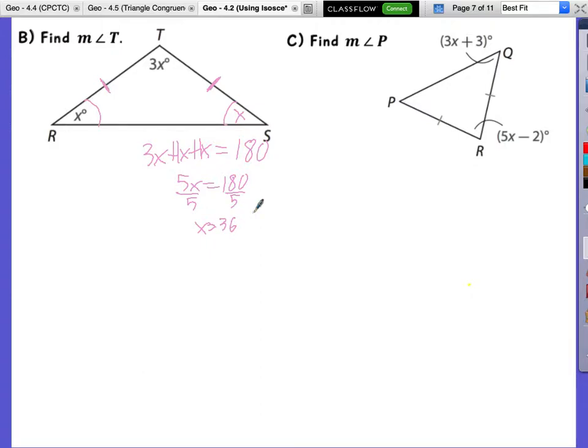So now we need to find the measure of angle T. Gracie, what would you do to find the measure of angle T now that we know X? You plug it in, into 3x. Brody, make sure you're paying attention to this part. This is the part we missed. So 3 times 36, and what does that work out to be? 108. So the measure of angle T is equal to 108 degrees.